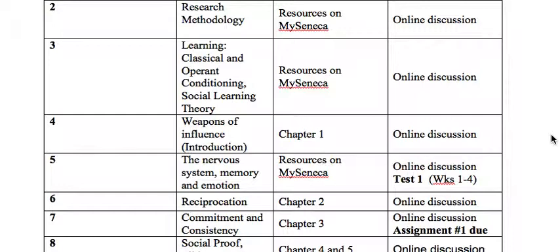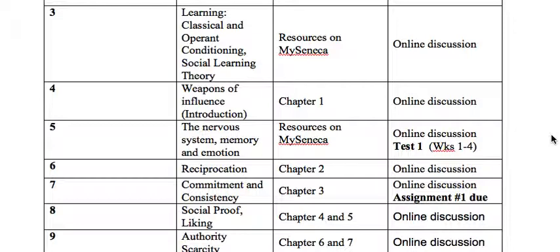Week 4 is going to look at weapons of influence, and this is going to be looking at chapter 1 of your textbook, and you will be completing an online discussion about that content. Week 5 is going to be looking at the nervous system, memory, and emotion, and that is going to be available to you on My Seneca. We'll be having an online discussion, as well as your first test will be in class during week 5, which will be at the beginning of class, but it will be on weeks 1 to 4.